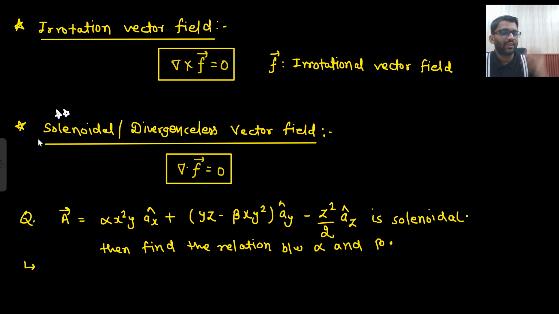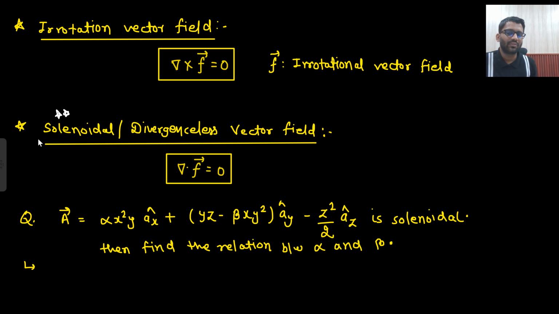We will study about it when we study Maxwell equations. When we study Maxwell equations, I will tell you the actual meaning of this, why we have given the term solenoidal. So if they are saying it is solenoidal, that means divergence will be 0, and if they are saying it is irrotational, that means curl will be 0.